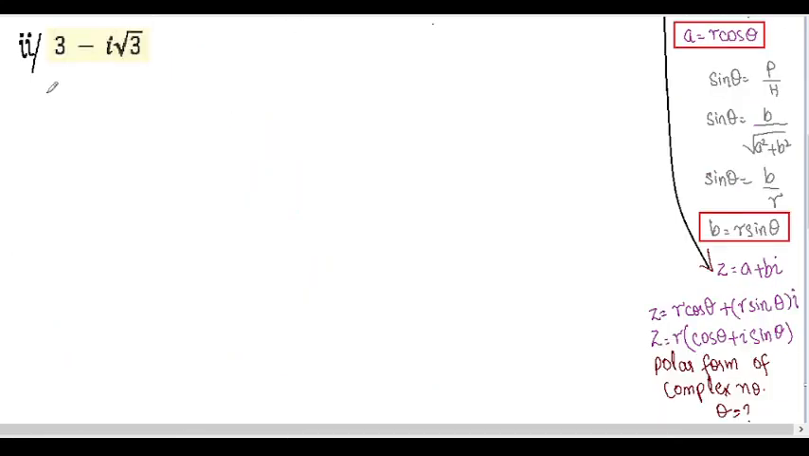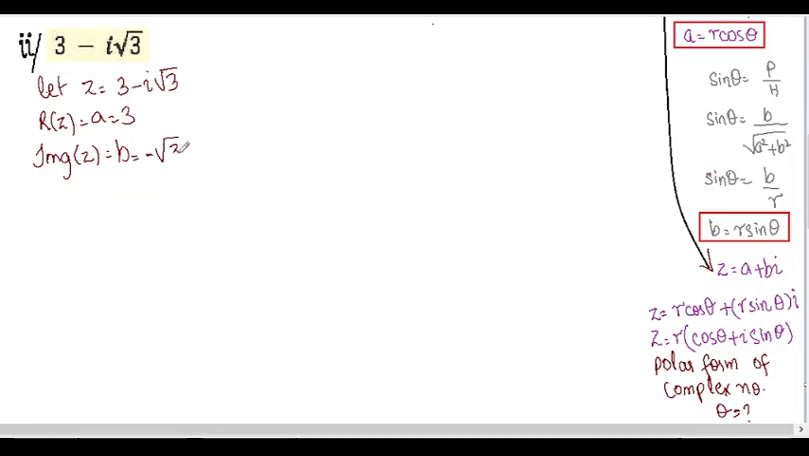Now the second part says 3 minus iota square root of 3. Again we are going to let it equal to z. Let z equal 3 minus iota square root of 3. Okay, now the real part of z, a, the real part is 3 over here, and what is the imaginary part of z? It is b, and the imaginary part is the term containing iota, which is equal to minus square root of 3.